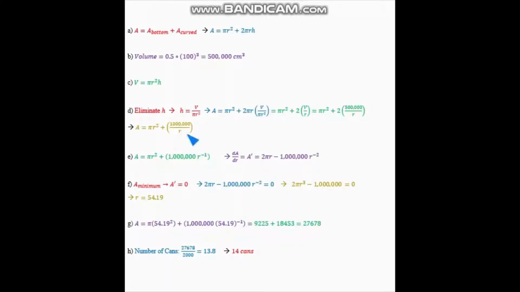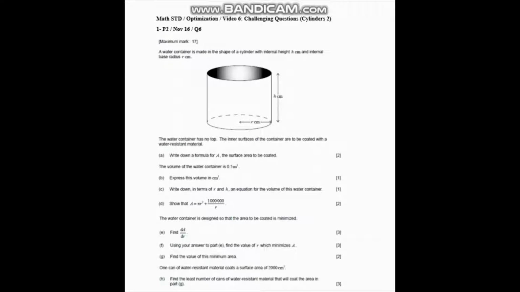So I begin by taking this r in the expression for A and placing it in the numerator as r to the power of -1. This shall help me differentiate, and my derivative expression is A dash equals 2 pi r minus 1 million r to the power of -2. Next, we are told, using your answer to part E, find the value of r which minimizes A. So the value of r which minimizes A is the value of r that sets A dash to 0.